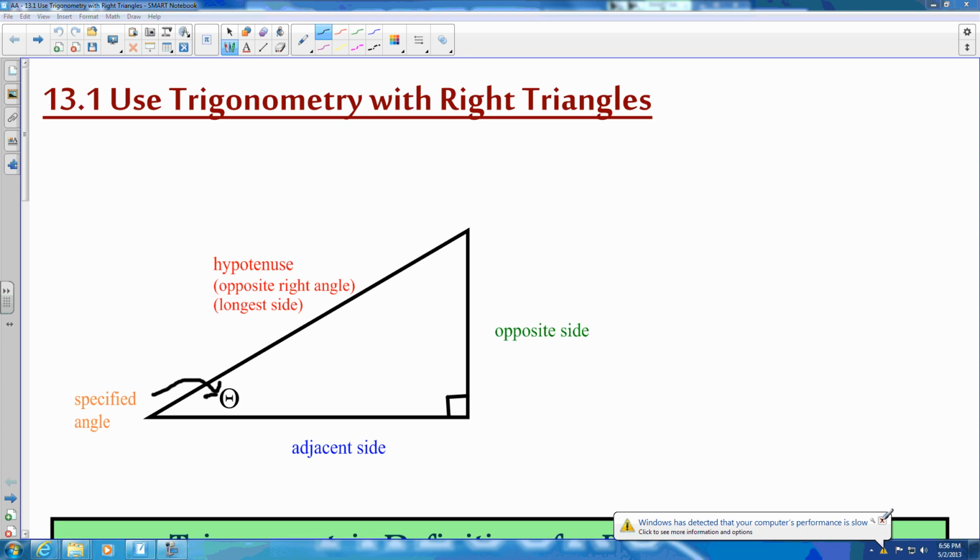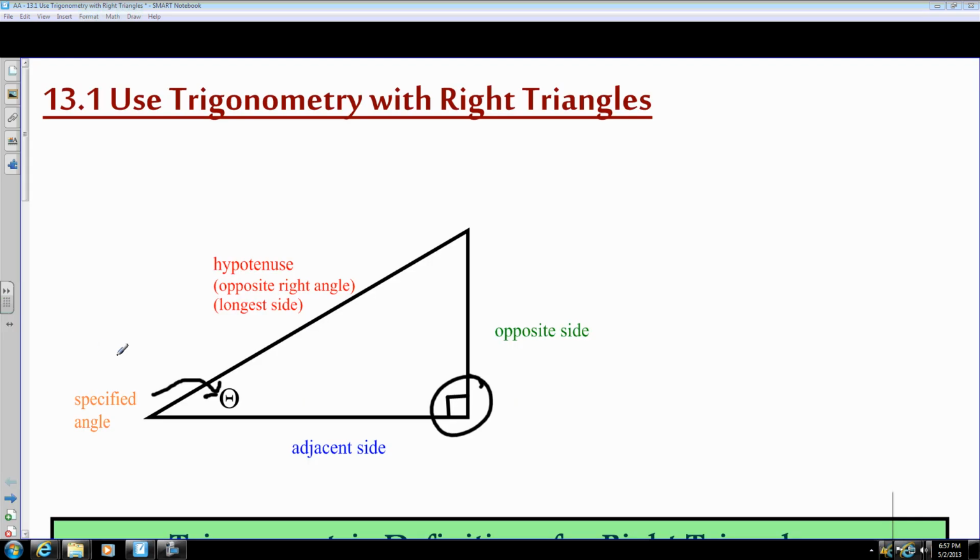If you look at the triangle I have here on the screen, it's a right triangle. And the triangle is made up of sides and angles. The right triangle here has a right angle that's denoted right here. And what we have here is a specific angle, and we call that theta. And we can use trig functions to help us find certain values in our right triangle.